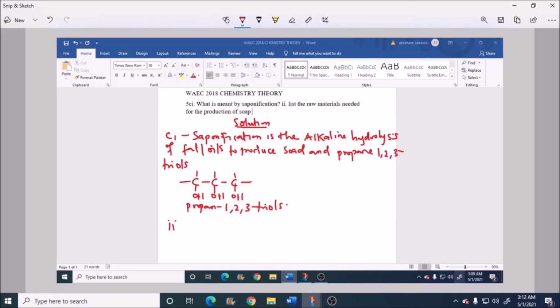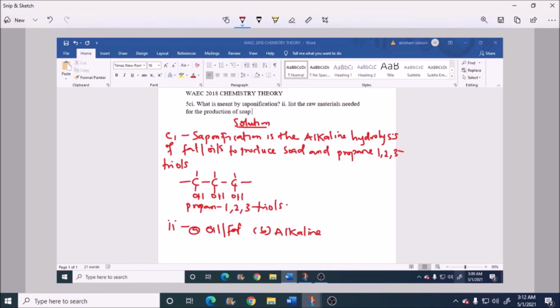Then Roman figure 2, you have to state the raw materials needed for the manufacture of soap. The raw materials needed are oil and fats, and number 2 is alkaline, as we have it in C Roman figure 1, that is saponification.